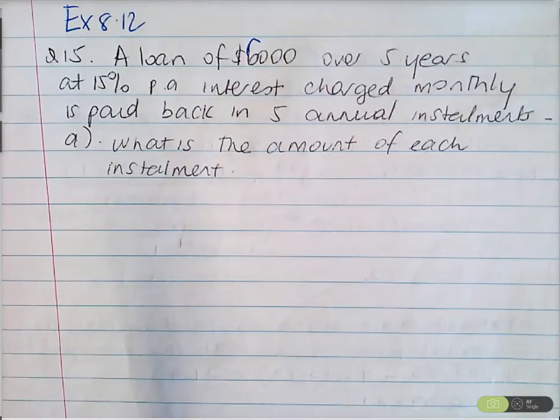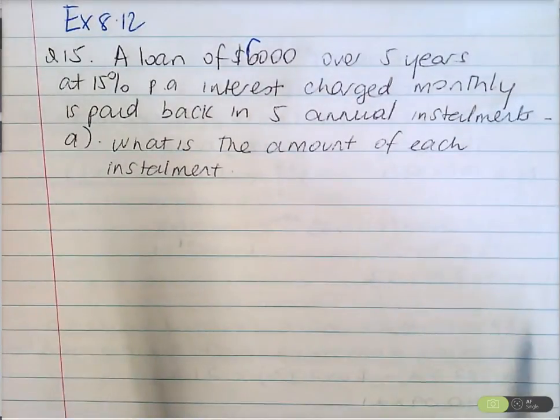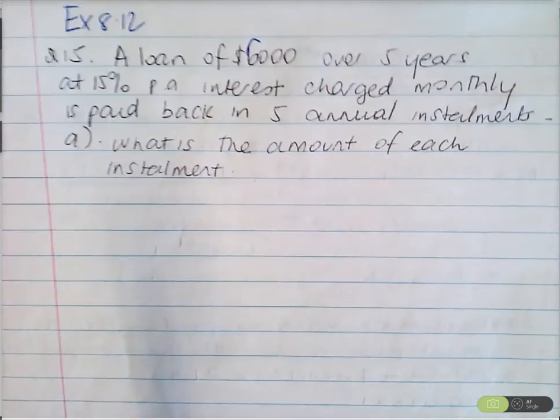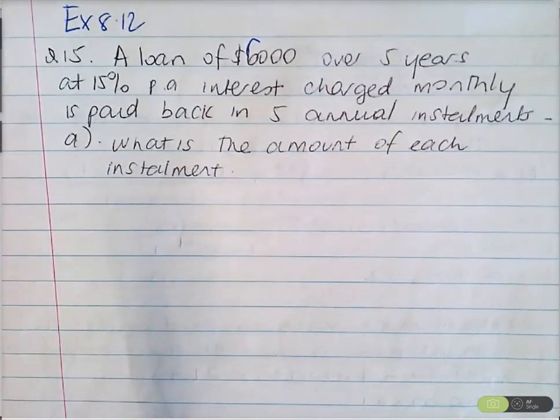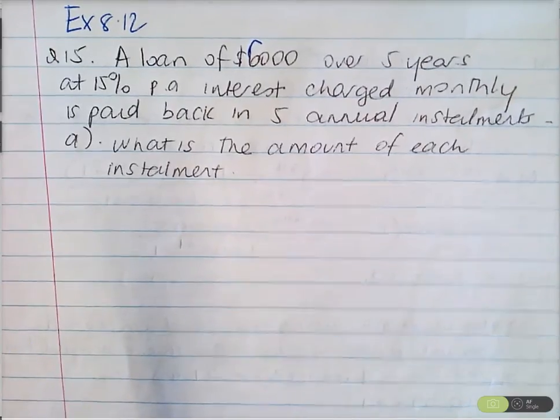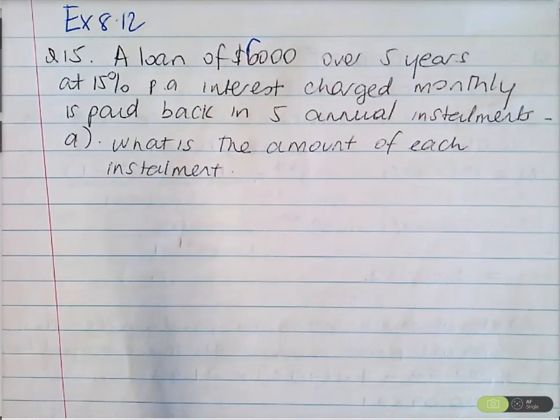So a loan of $6,000 over 5 years at 15% per annum interest charged monthly is paid back in 5 annual instalments. Now girls, basically interest is charged for a whole year and then the first repayment is made. And then interest is charged for the next complete year, but monthly, and then the second instalment's made. So girls, there's only 5 annual instalments, but the problem is that the interest is charged monthly.